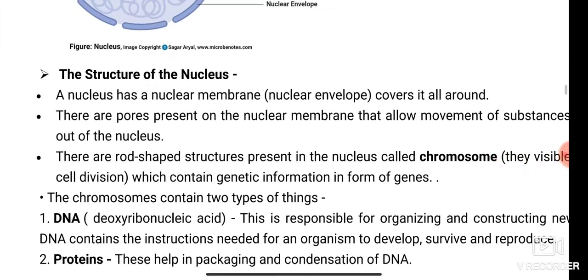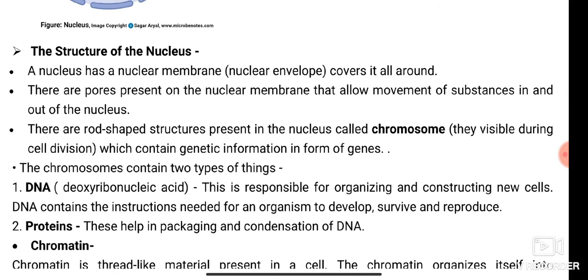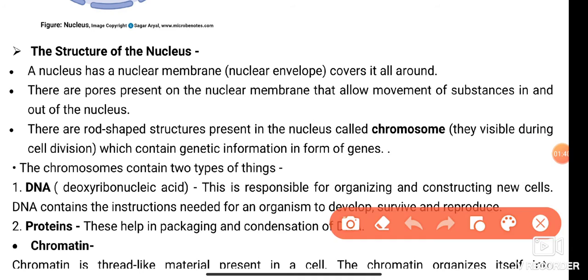Now we discuss the structure of the nucleus. A nucleus has a nuclear membrane, or say nuclear envelope, that covers it all around, and there are pores present on the nuclear membrane that allow the movement of substances in and out of the nucleus. And there are rod-shaped structures present in the nucleus called chromosomes.